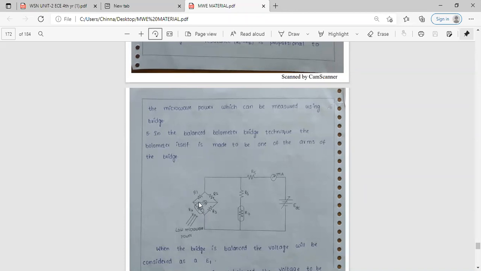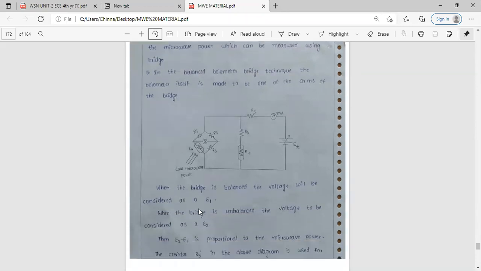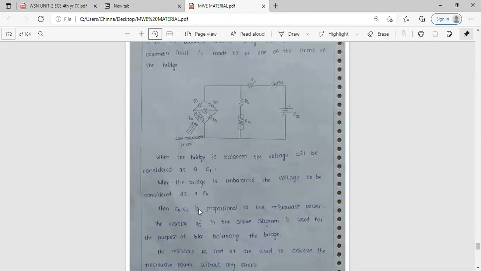Here, in one arm, they will be using the bolometer itself. When the bridge is balanced, the voltage will be considered as E1. When the bridge is unbalanced, the voltage will be considered as E2. Then E2 minus E1 is always proportional to the microwave power.